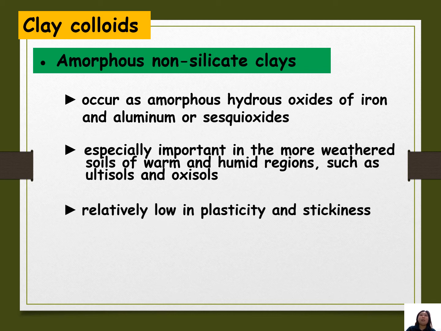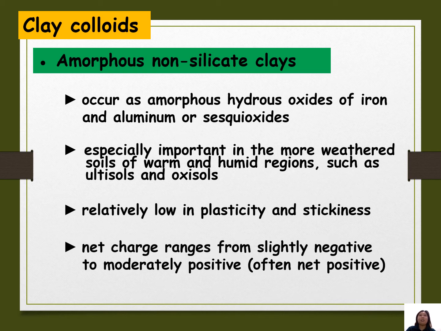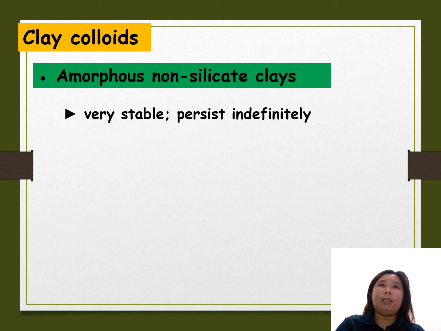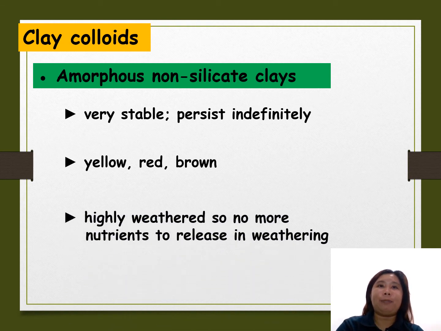This type of clay is relatively low in plasticity and stickiness, and net charge ranges from slightly negative to moderately positive. Examples of this are gibbsite, hematite, and goethite. This type of clay is very stable and persists indefinitely. Most common colors are yellow, red, and brown. They are highly weathered, so no more nutrients are to be released during weathering.